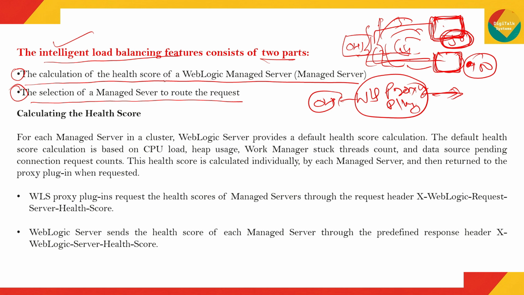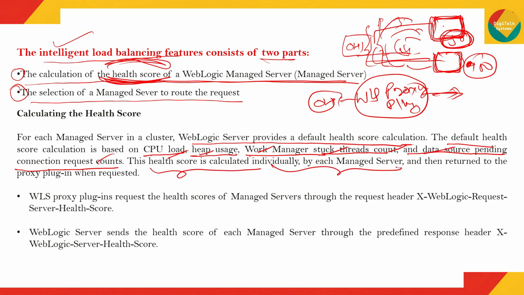Your WebLogic server in the backend, which is 14.1.2.0, is automatically checked for a health score. That means it automatically generates a health score based on multiple internal components. Now, what are all those components? It provides a default health check score calculation, based on the CPU load on your managed server, heap usage, work manager, stuck thread count, data source, pending connections, and request count. Based on all these, a health score is calculated for each and every managed server, and then it is returned to the proxy plugin.